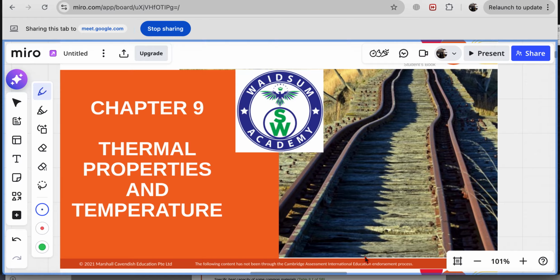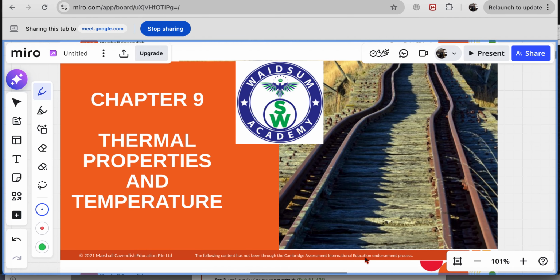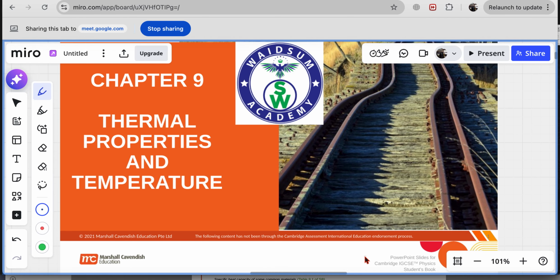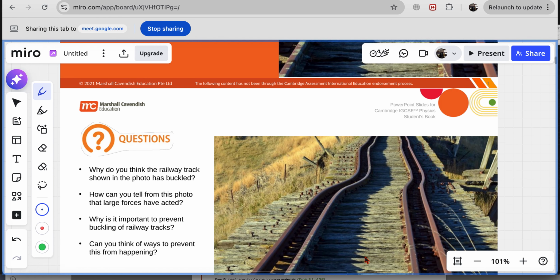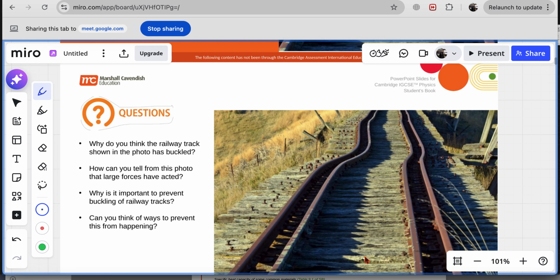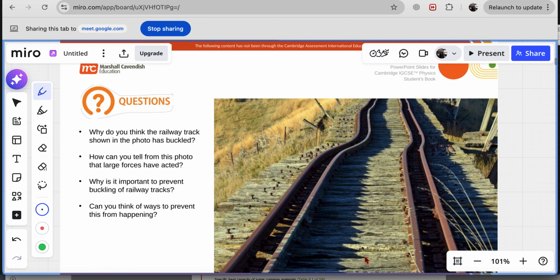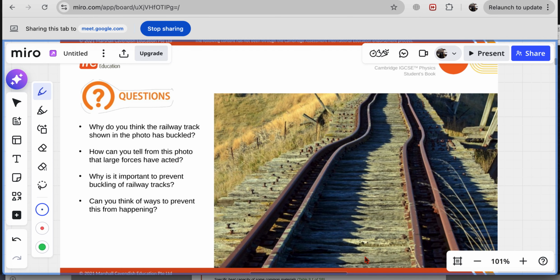Physics chapter 9, thermal properties of temperature. Okay, chapter 8 is on the way, so quickly let's take a look at chapter 9 and look at the thermal properties of materials and their temperature. Okay, without much ado, let's begin. Now, the first thing we do is to quickly look at the big questions, like our learning outcomes and learning objectives.